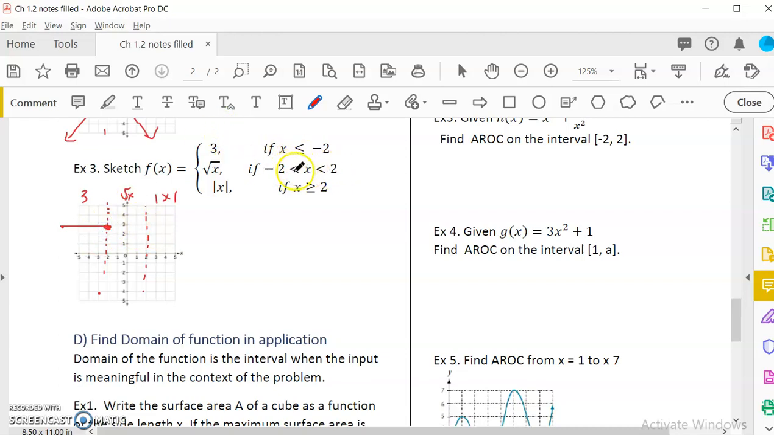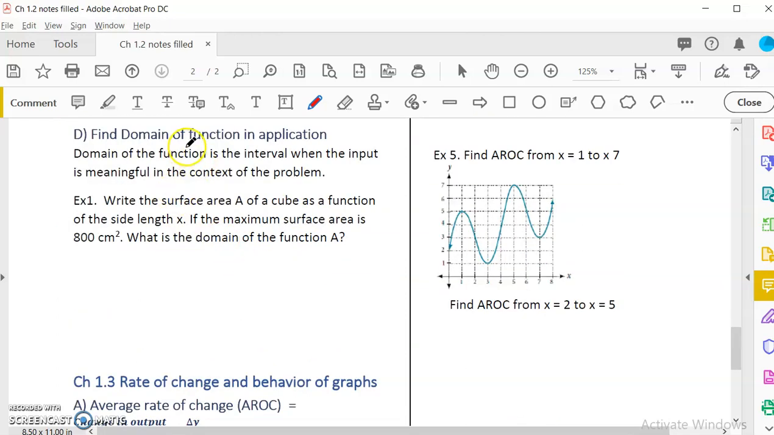And then from negative 2 to 2, we have square root x. But square root x is not defined when x is negative. So it's defined like this, right? So we would just go like this. So open circle, well, solid circle, but this is an open circle. And then for x greater than 2, it is a V shape, right? So the V just goes 1, 1, 2, 2, 3, 3, 4, 4, right? So like that. So that is the graph of this function. So basically you sketch it by breaking it down.